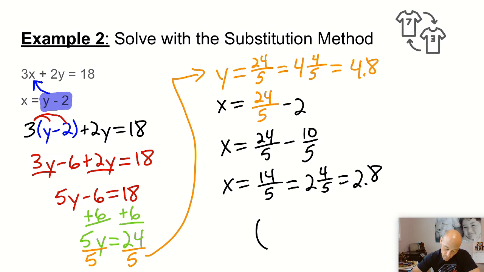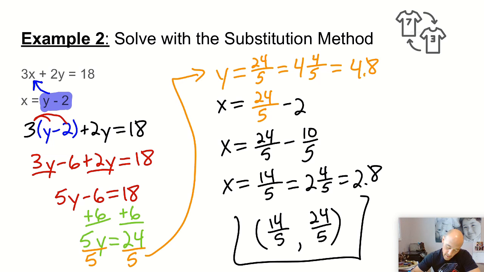So our solution is 14/5, 24/5. And are there any questions on that? It would be perfectly fine to write that as decimals.